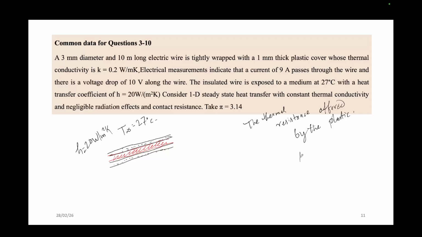So what is the formula? Because it's a cylindrical surface, I know that for a cylindrical surface the conduction resistance formula is ln(R2/R1) divided by 2 pi k L. So this was the formula. Just put the values here and you will get the answer. It is as simple as that. Okay, so please put these values and let me know what the answer is.